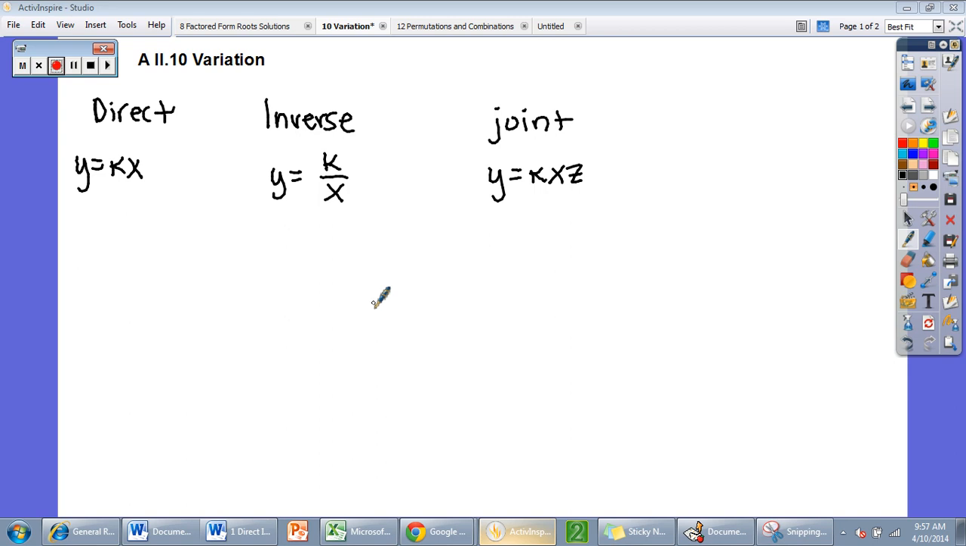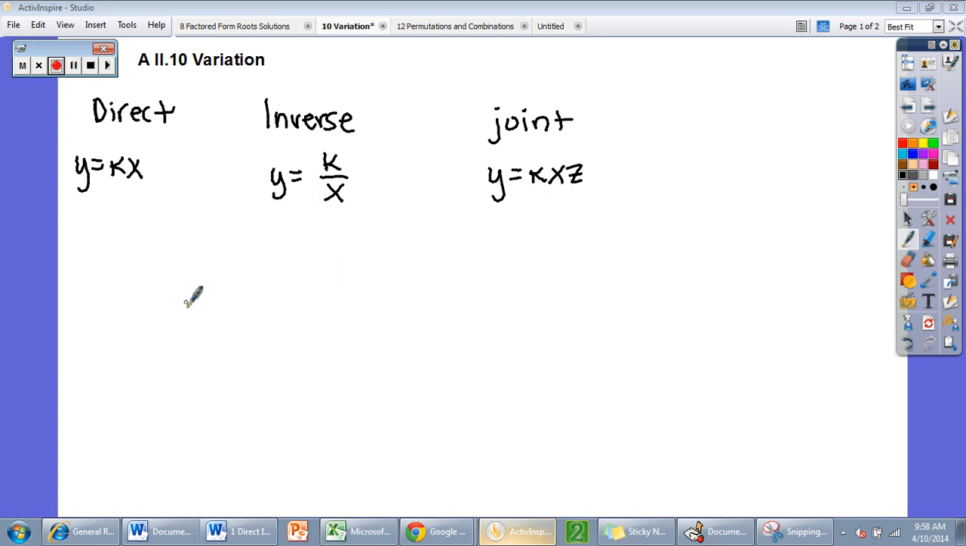This video is to review variation, and we know that there are three different types of variation: direct, inverse, and joint variation. I've written out the general equations here that we should know. Direct variation, y equals kx, inverse variation, y equals k over x, and joint variation, y equals kxz.